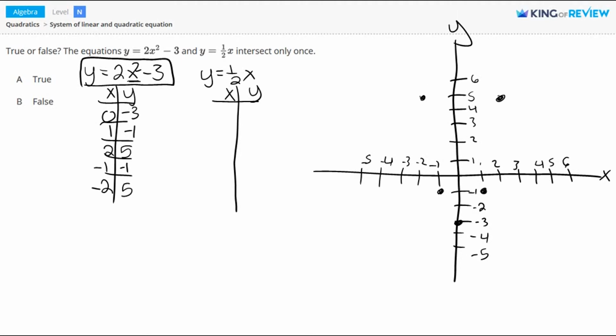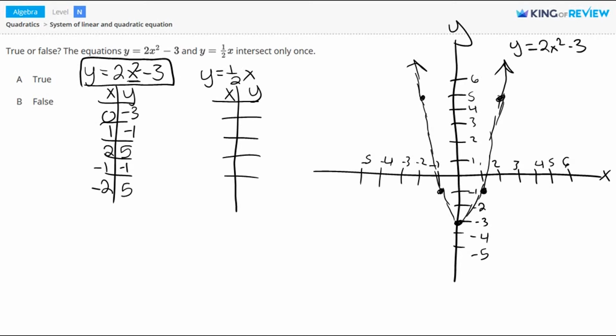Now, using these data points, I'll fill in the parabola. So we have a parabola like this, and this is our parabola portion. This is y equals 2x squared minus 3. Now I'm ready to plot this equation, y equals 1/2 x.